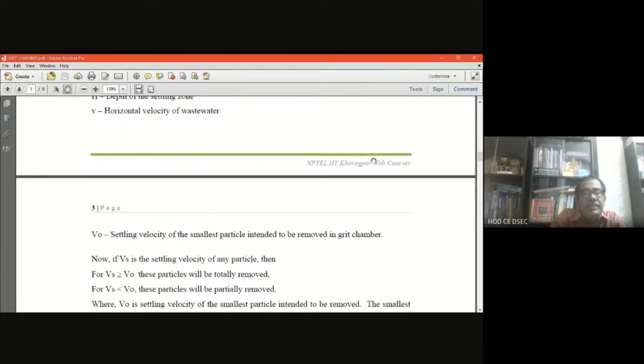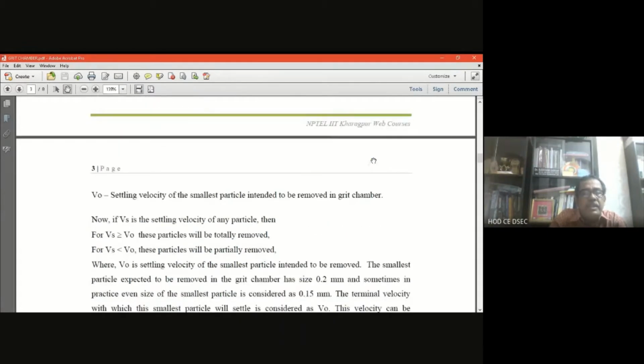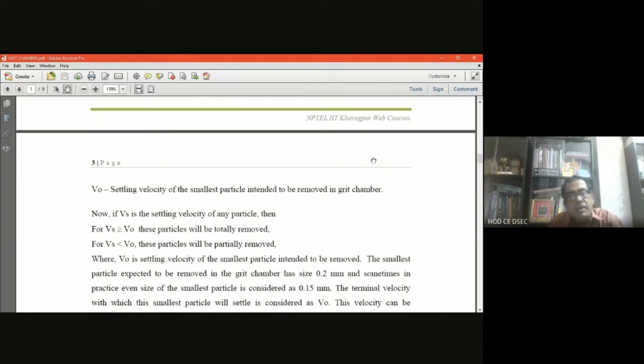Now, if Vs, that is the settling velocity, is greater than or equal to V0, then all the particles will be removed, because V0 is the settling velocity of the smallest particle. So if the other particles have Vs greater than or equal to V0, then all particles are assumed to be settled. And if somehow there are some particles with Vs less than V0, then those will be partially removed.